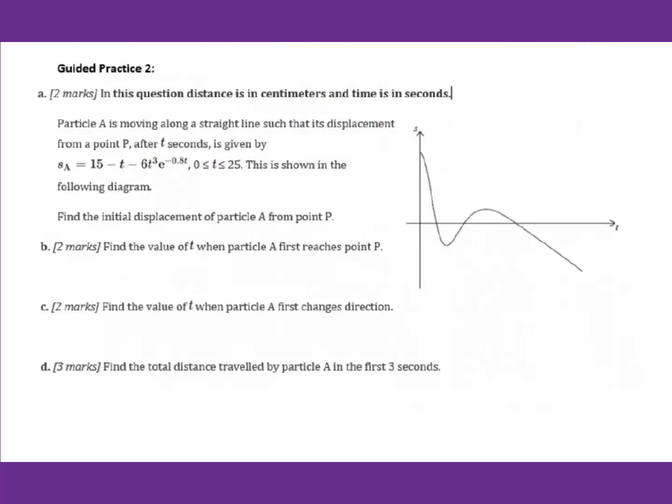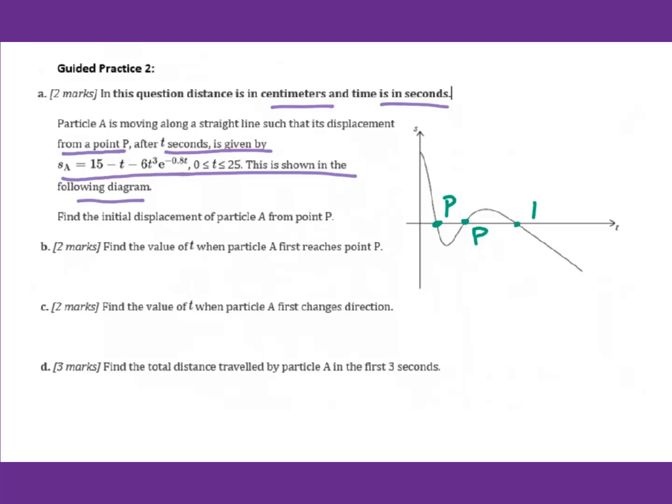Guided practice 2. In this question, distance is in centimeters, time is in seconds. Particle A is moving along a straight line such that its displacement from a point P after t seconds is given by this. Find the initial displacement of particle A from point P. In other words, the origin is P.